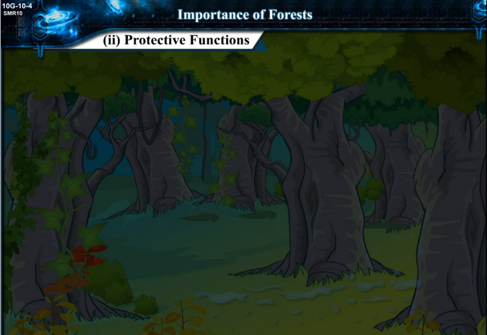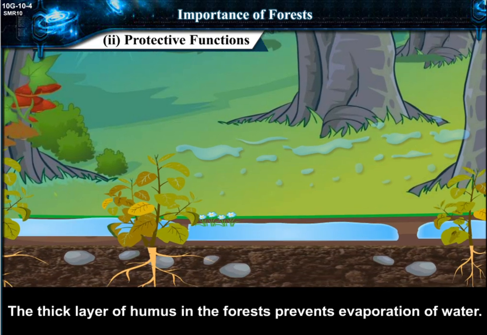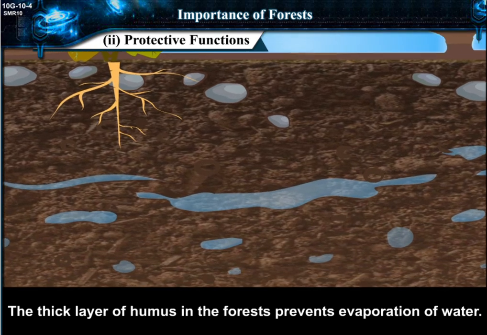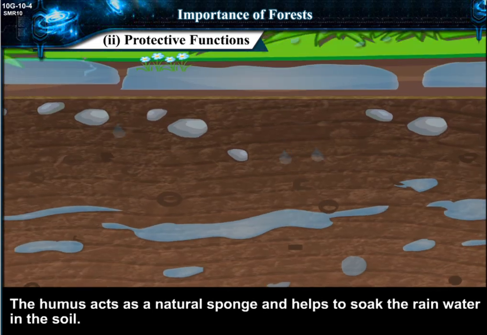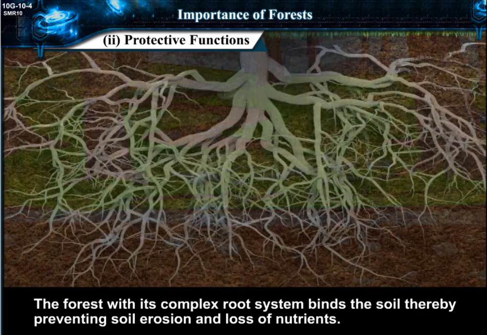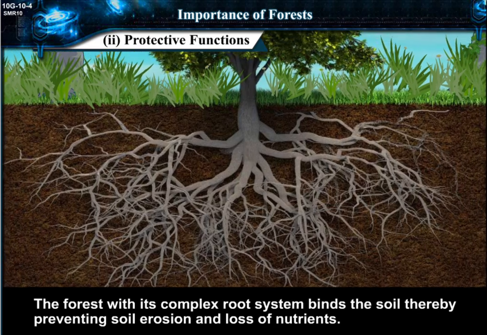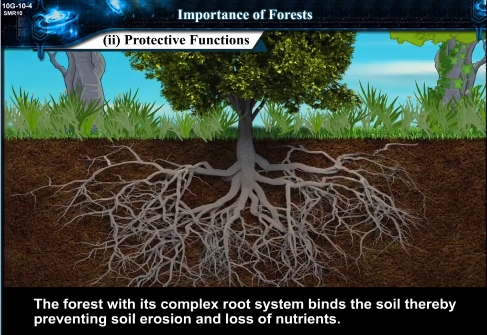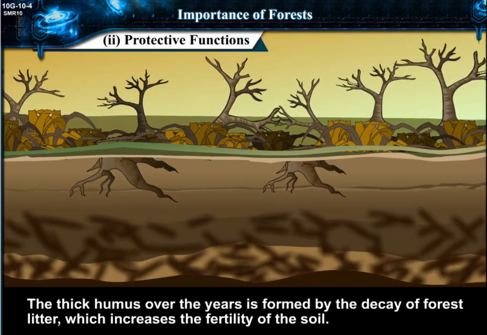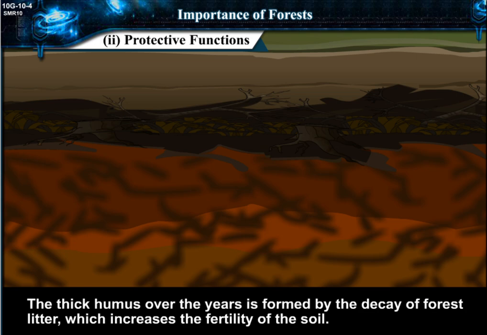Second, protective functions. Forests control the water flow. The thick layer of humus in the forests prevents evaporation of water. The humus acts as a natural sponge and helps to soak the rainwater in the soil. The forest, with its complex root system, binds the soil, thereby preventing soil erosion and loss of nutrients. The thick humus over the years is formed by the decay of forest litter, which increases the fertility of the soil.